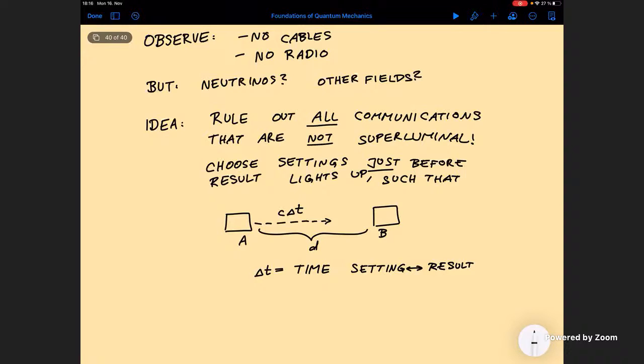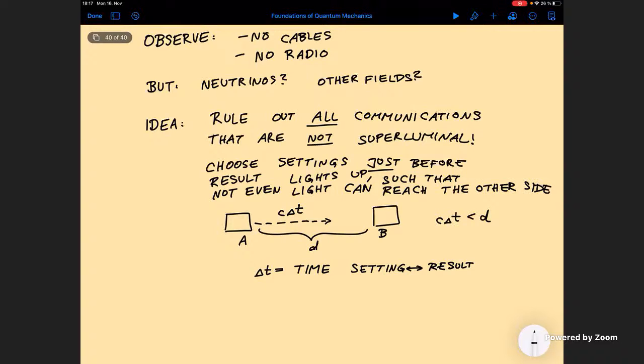That's the basic idea. So you choose the settings just before the results light up such that not even a light signal can reach the other station. So in other words, as an inequality, c delta t, the distance you could travel in order to convey the information, should be less than the distance you would have to travel to reach the other station.